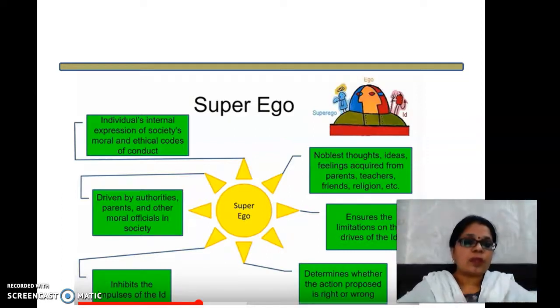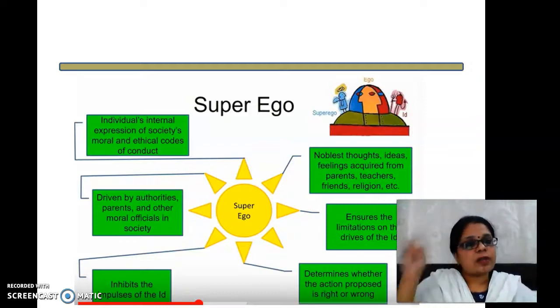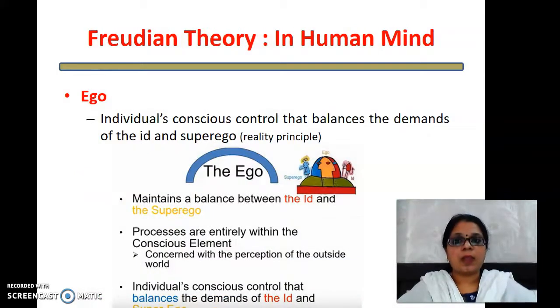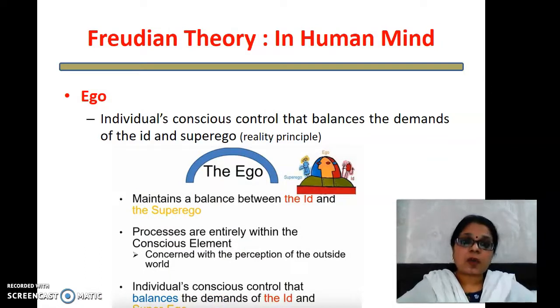It is an individual's internal expression of society's moral and ethical code of conduct. One point about superego which I want you to jot down: it inhibits the impulsive behavior of id. So id is very childish, and superego is very much taking care of the moral and ethical concepts of society under which it wants the consumer to behave. Then comes the role of ego, the third part. That is once again a cautious control within the individual that balances the demands between id and superego.